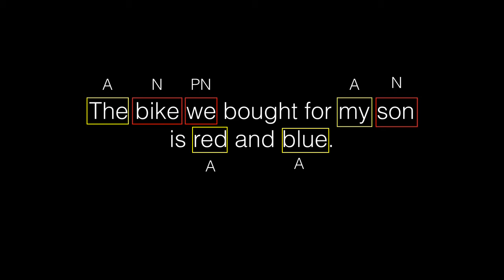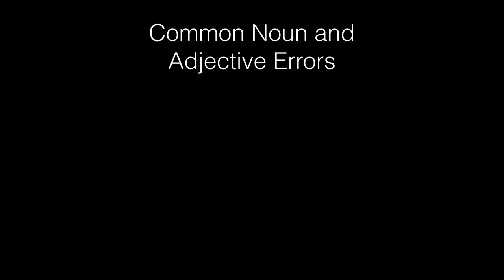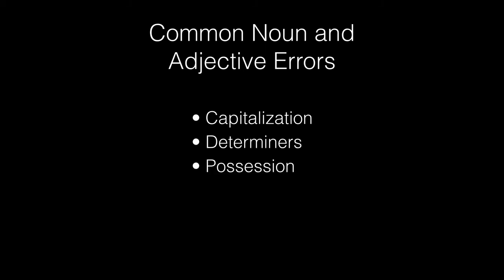But what I really want to talk about is common noun and adjective errors. And those fall into three basic categories. There's capitalization errors, there's determiners, which are a certain kind of adjective, and then there's possession, which is actually a subset of determiners.